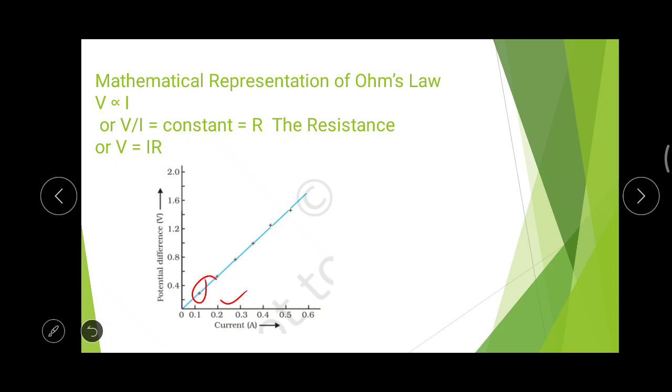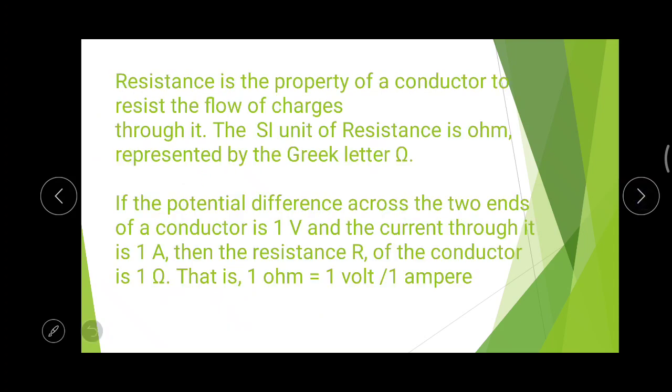Okay, now let us come to the next slide. Now let us discuss the resistance. So we have seen that V by I is a constant, and that is known as the resistance. So what is resistance actually? It is a property of the conductor to resist. The resistance of a conductor is the barrier for the flow of the current. It resists the flow of the charge, reducing the flow of the charge.